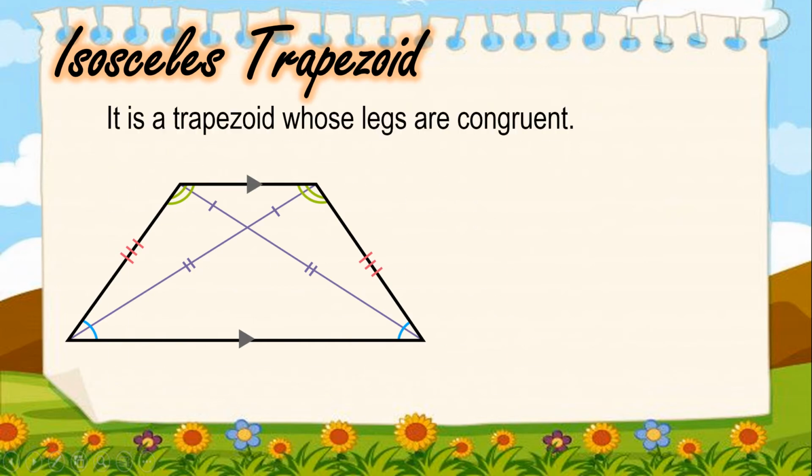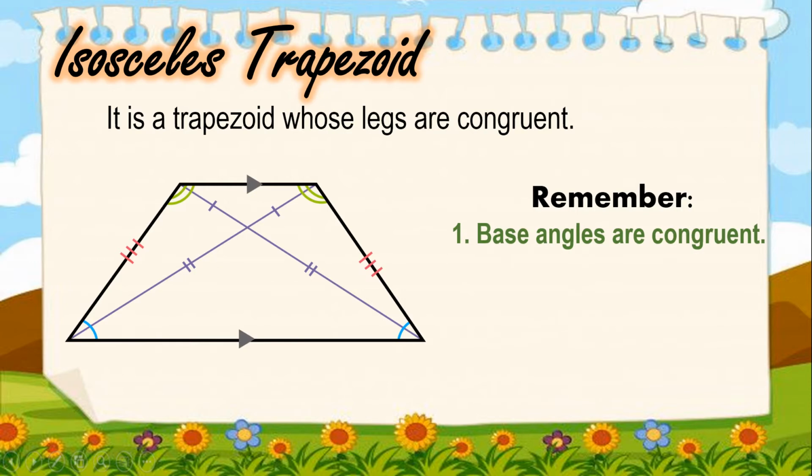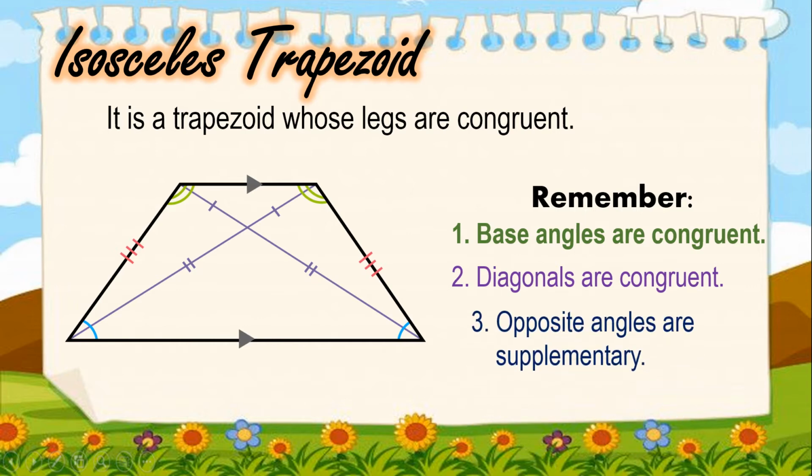Isosceles trapezoid. What is an isosceles trapezoid? An isosceles trapezoid is a trapezoid whose legs are congruent. Remember that number 1, the base angles of an isosceles trapezoid are congruent. Number 2, the diagonals of an isosceles trapezoid are congruent. And number 3, opposite angles of an isosceles trapezoid are supplementary.